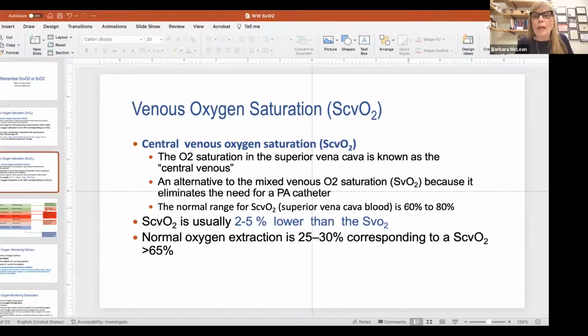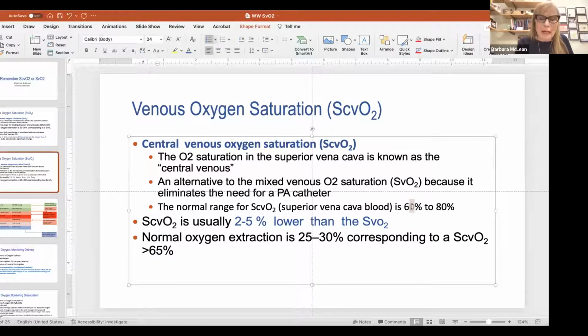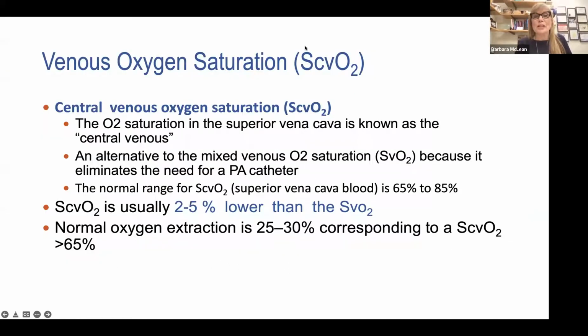The normal ScvO2 is 65 to 85%. Now that's different than the SvO2, which is 60 to 80%. So it's a little bit different. It's a little bit higher because the central venous sat doesn't incorporate the coronary sinus. And remember, the myocardium is using a lot of oxygen.